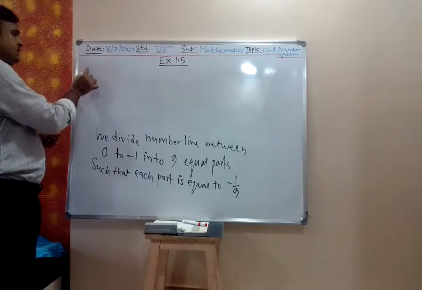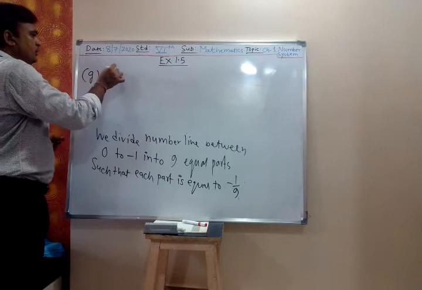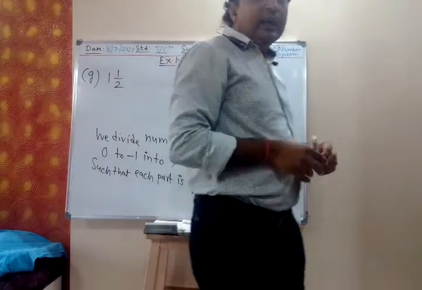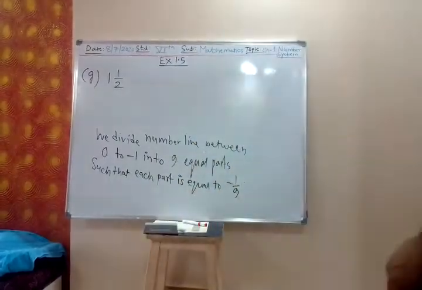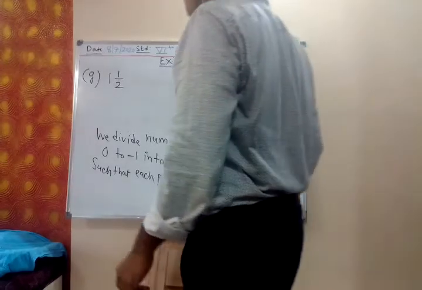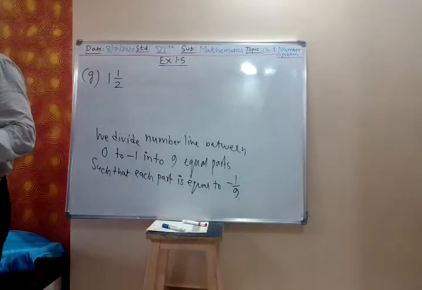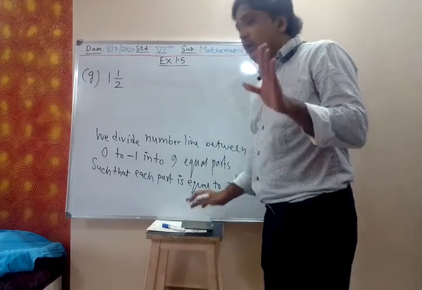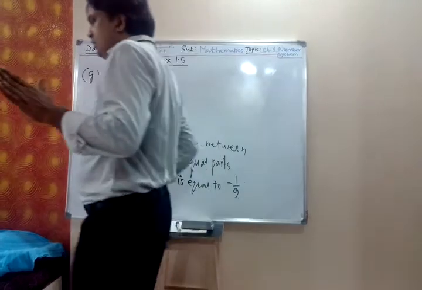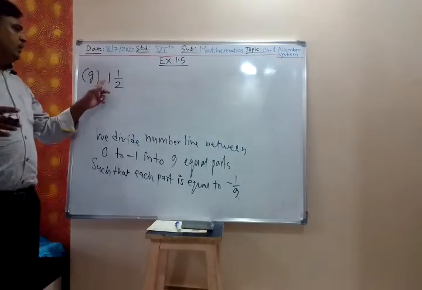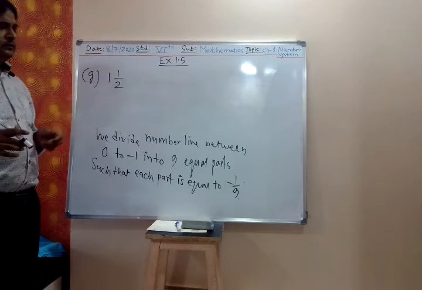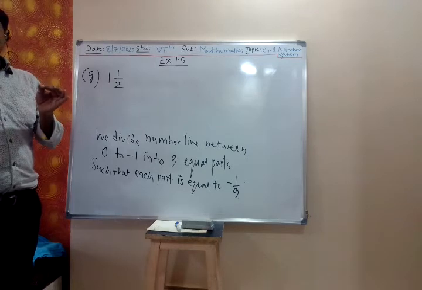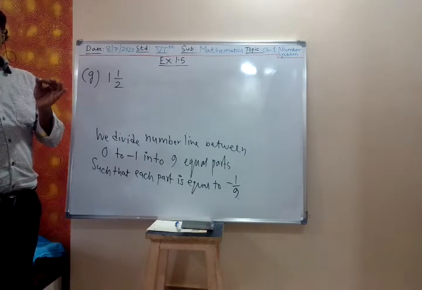Now next G is 1 and 1 by 2. F I have done, minus 8 upon 9. Now mute the microphone. See here. Wait. Who is talking? Please mute the microphone. 1 and 1 by 2.